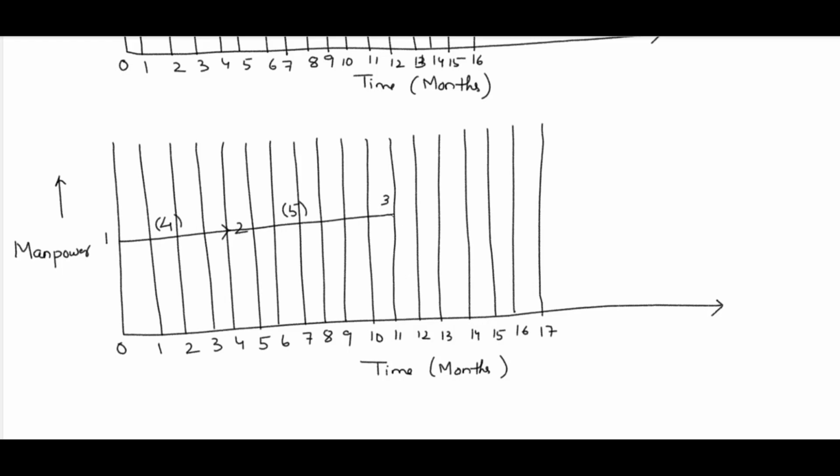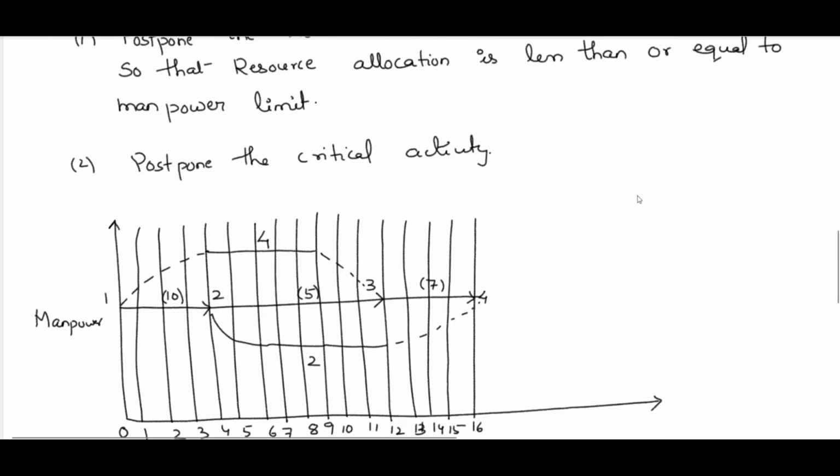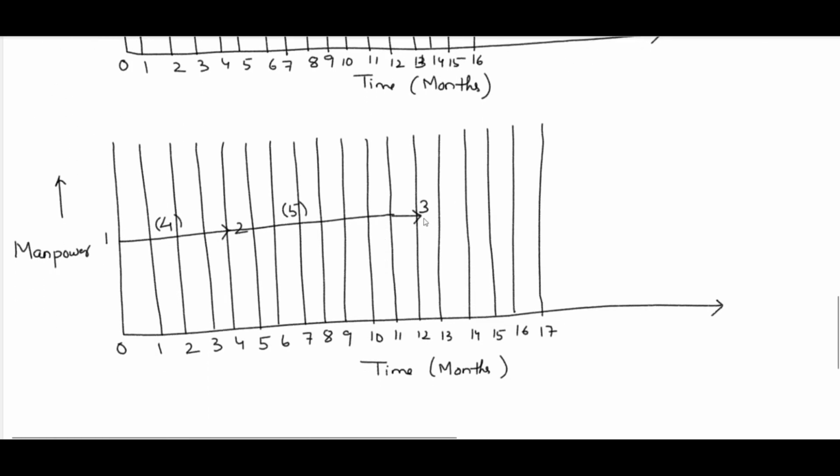It is up to 12 activity. 2 to 3, 2 to 3 activity, as usual. Till now I have not done anything from 4 to 12. You can see it is 4 to 12, and it takes 5 as manpower.